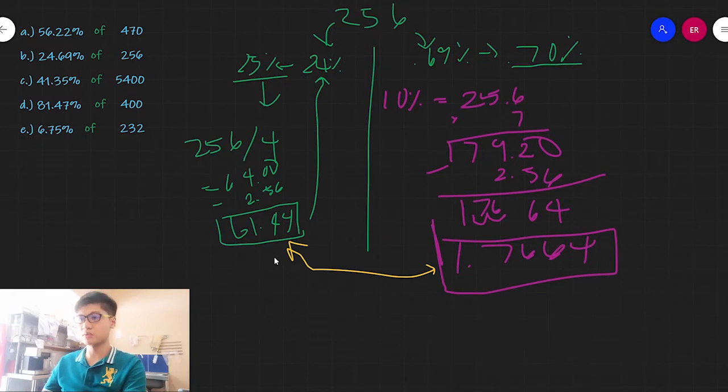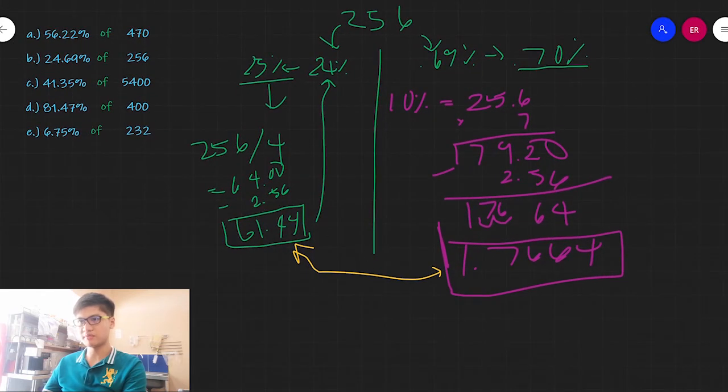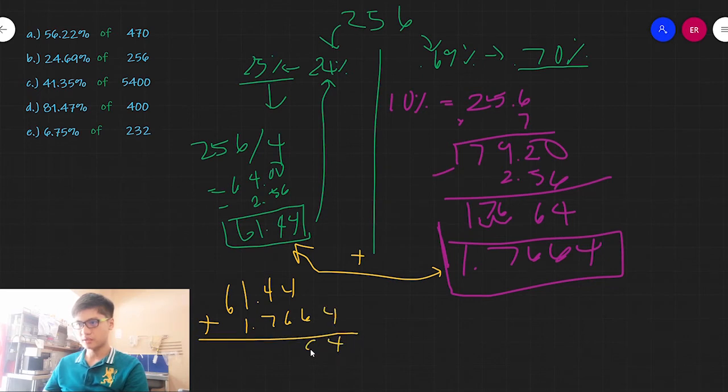The next thing we have to do is combine both of these answers. We have here 61.44 and 1.7664. So we have to combine them in order for us to achieve the 24.69% of 256. So just rewrite both of our answers. We have here 61.44 and 1.7664. Right. So all in all, we will achieve the answer of 63.2064, which is our final answer for 24.69% of 256.